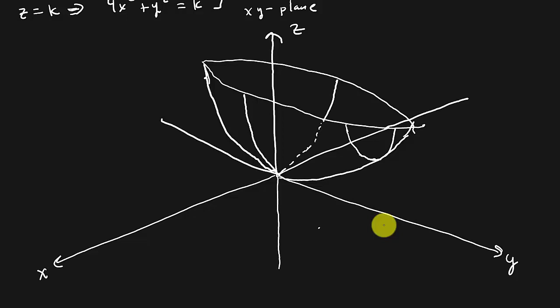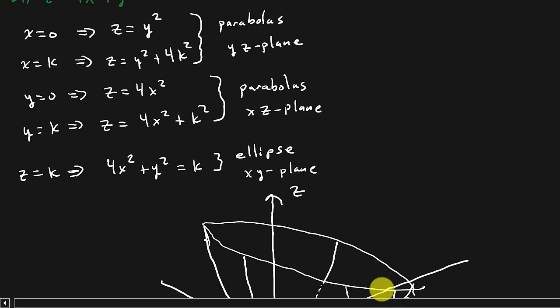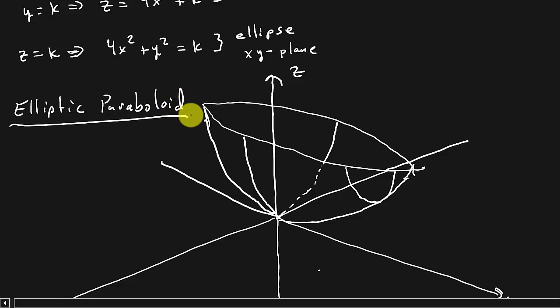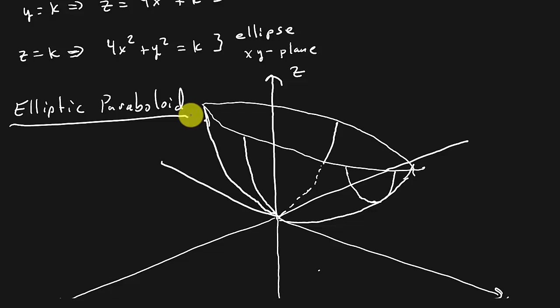So we know what the traces are. We know what planes they're in. We identified all that up here. Now, what is this called here? Well, this is an elliptic paraboloid. All right. I hope you're really understanding how to identify all this stuff.